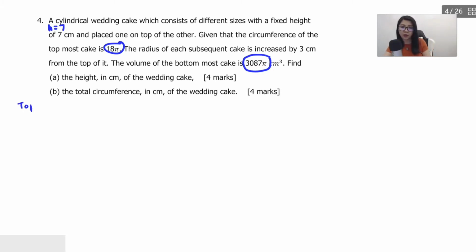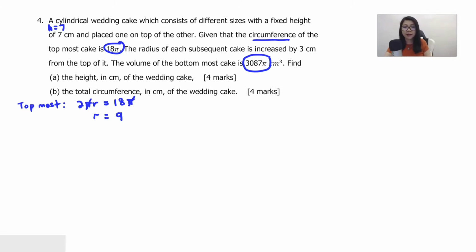So for the topmost, it's 2 pi r equals to, because it's circumference, the formula is 2 pi r. So it's equals to 18 pi. So we can actually get the radius of the topmost cake. We can cancel off the pi, and then r is 18 divided by 2 is 9.